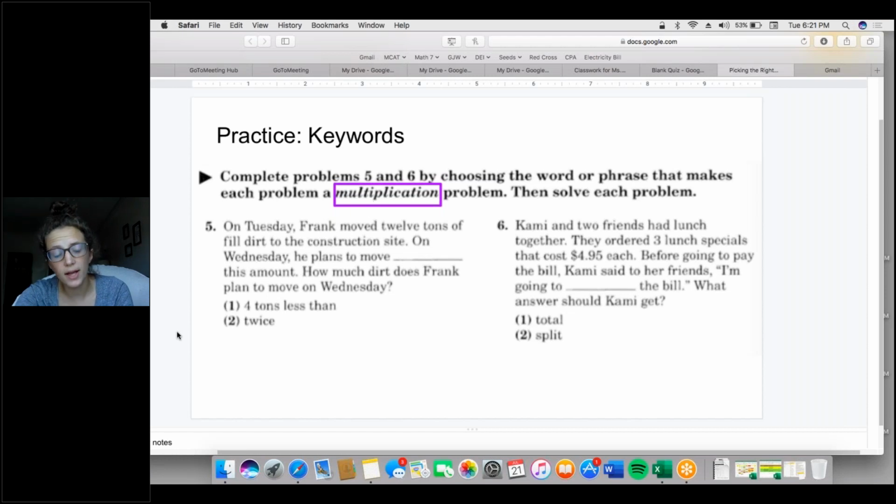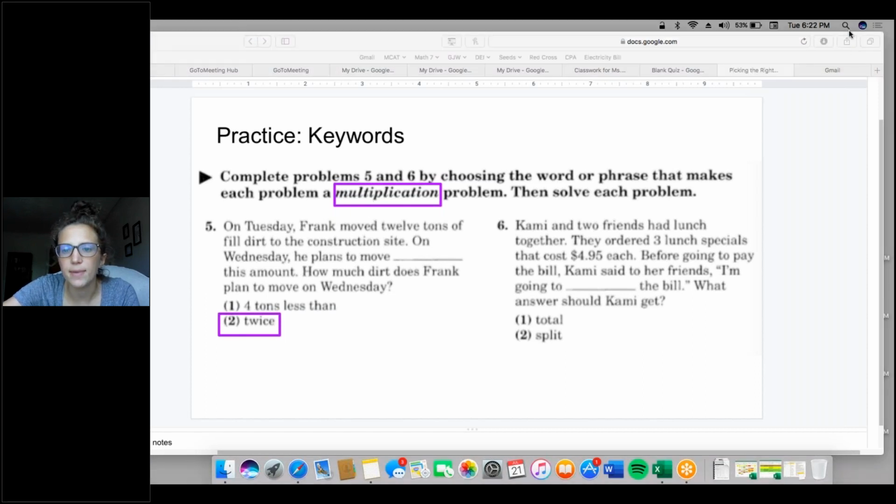If I'm multiplying, I'm deciding between 1 and 2 now. 1 says 4 tons less than, and 2 says twice. Well, twice to me means times 2, so that sounds good. And 4 tons less than to me sounds like subtraction, which doesn't sound good. So I'm going to pick twice.